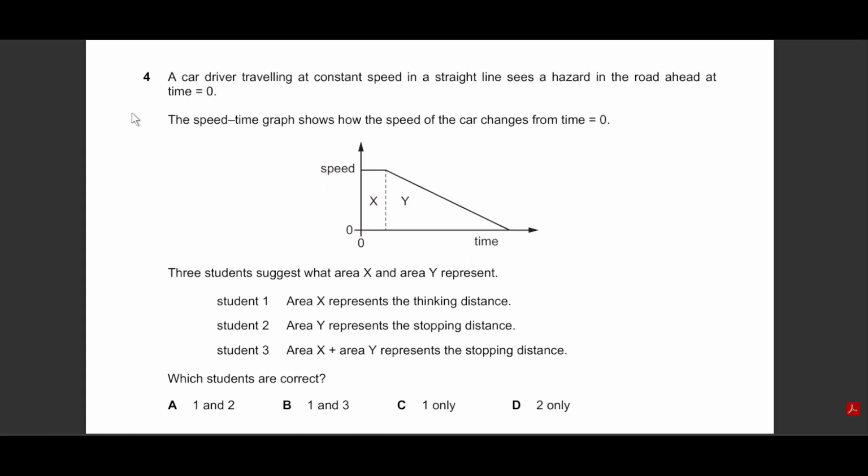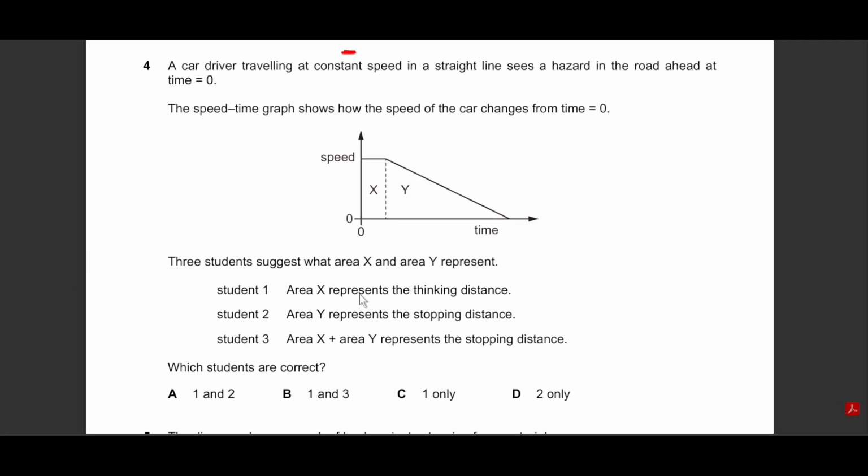Question 4. It's a nice question for the sake of practice and visualization. Constant speed, and you've read the question clearly. It says students suggest areas X and Y represent something. Area X represents the thinking distance. This is a true statement. Why? Because at the moment a person sees the danger, you lift off from the throttle pedal and start moving towards the brake pedal. During that short amount of time, the speed of the car remains constant. That is going to be the thinking distance.